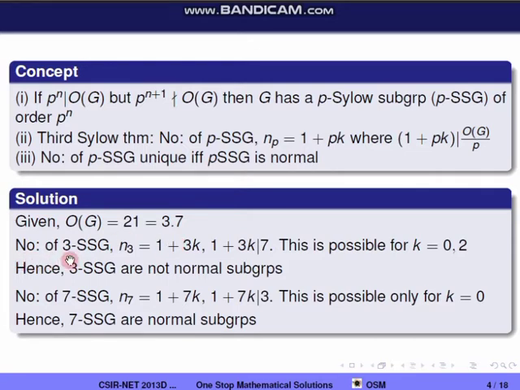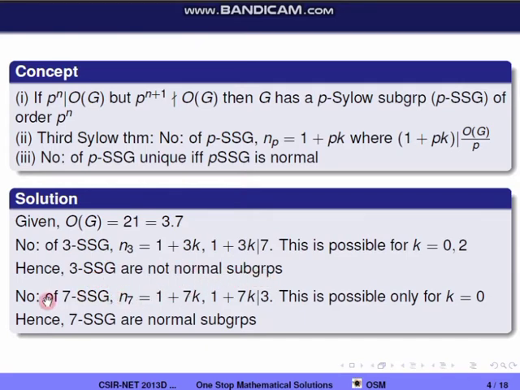The number of 3-Sylow subgroups is found using the third Sylow theorem, that is n3 is equal to 1 plus 3k, and 1 plus 3k should divide 7. This is possible for k equal to 0 and 2, that is we are not getting k as unique. Therefore 3-Sylow subgroups are not unique. Hence 3-Sylow subgroups are not normal subgroups.